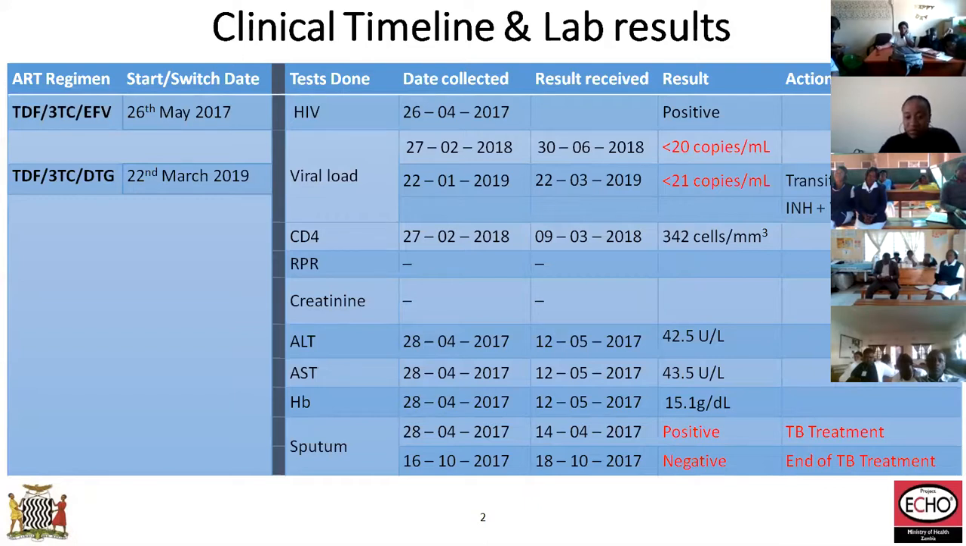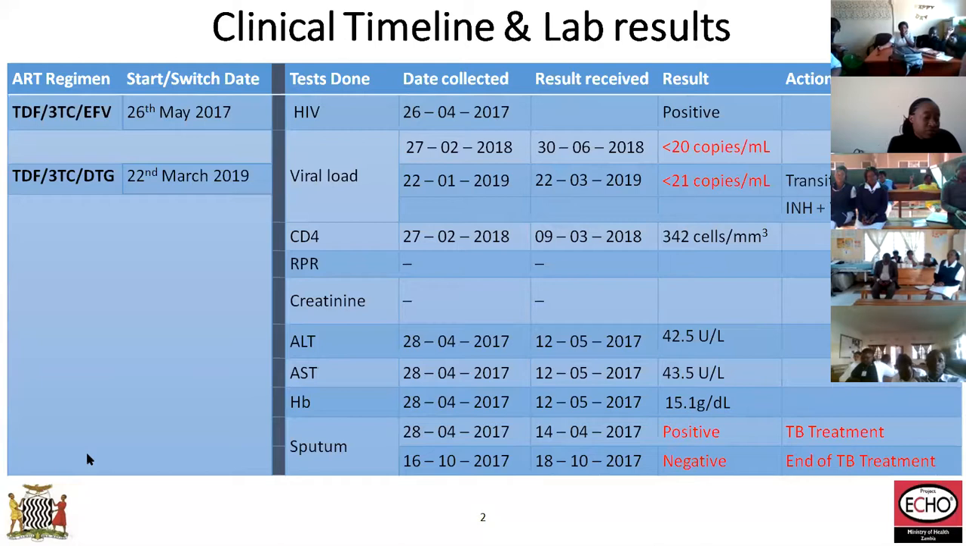On 27th of February 2018 was collected. Then on the 9th March 2018, we received the results, which were 342 cells per millimoles. RPR was not done, creatinine was not done, ALT was 42.5, AST was 43.5, HB was 15.1 grams per deciliter.